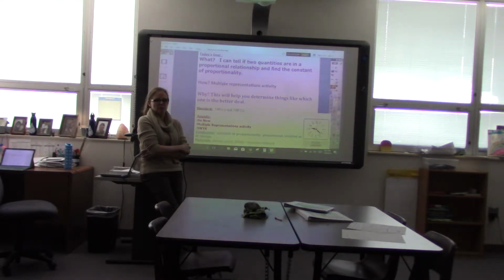So in this one are 2 things that we need to do today. I can find if 2 quantities are proportional, and number 2, I can find the constant of proportionality. We're going to do a multiple representations activity that's going to be in a round robin format. Why do we do it? And we'll talk about, why is it important to learn ratios and proportions.